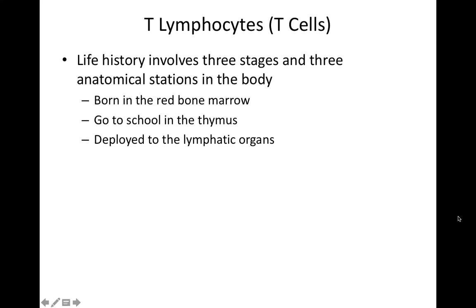So our T cells are going to have three distinct life stages that occur in three different places in the body. They're going to be born in the red bone marrow, they're going to go to school in the thymus, and they're going to be then deployed out to work in the lymphatic organs. So we've already talked about the formation of blood cells in the bone marrow, so we're going to skip right to their schooling. And we're going to go to the University of the Thymus here.